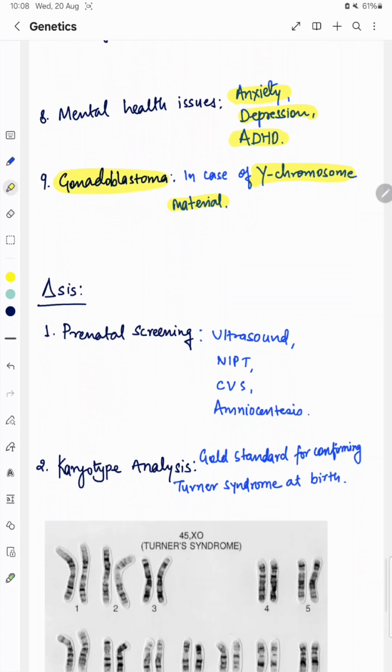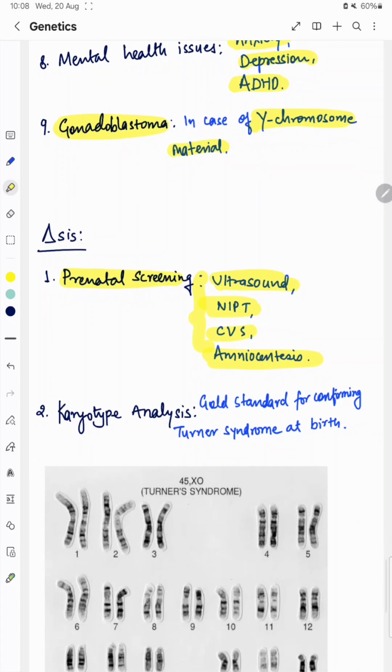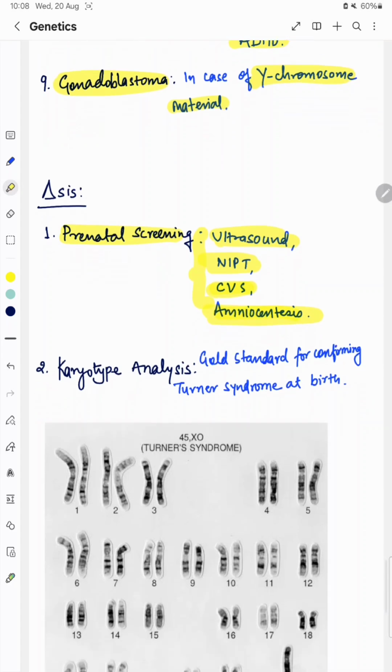Now, how do we diagnose a case of Turner syndrome? In prenatal screening, ultrasound for various structural abnormalities is non-invasive. Among non-invasive methods, NIPT is a very important and significant method in which we use cell-free DNA from the maternal blood. Then chorionic villus sampling and amniocentesis. These are the prenatal screening tests. In prenatal diagnostic tests, CVS and amniocentesis are confirmatory tests.